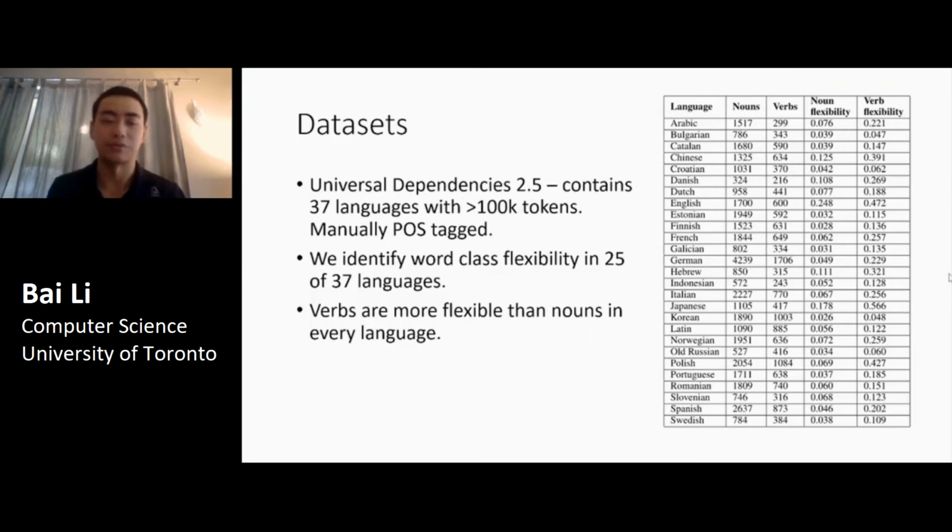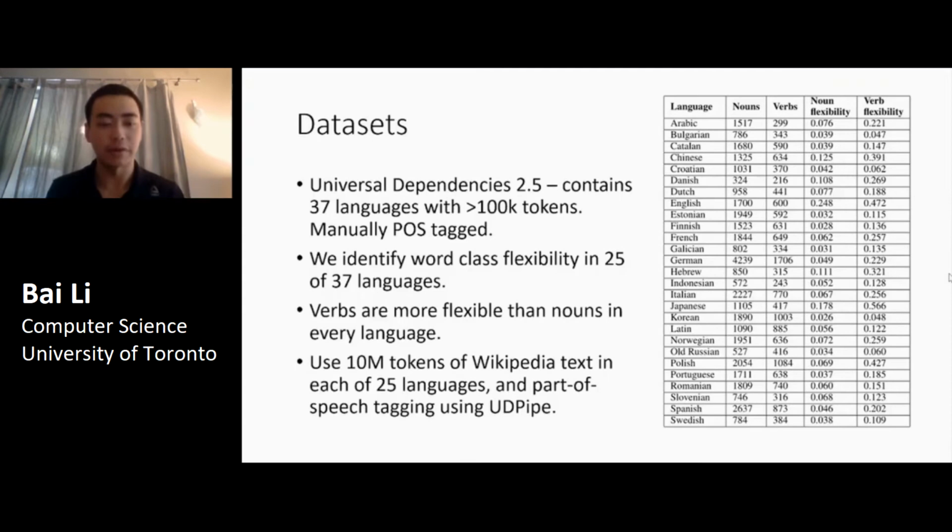And we combine this with the Wikipedia dataset because the UD dataset didn't have enough data. So Wikipedia has a lot more data, but it's not part of speech tagged. So then we run all of the languages through UDPipe to get the part of speech tags for all of the Wikipedia data.